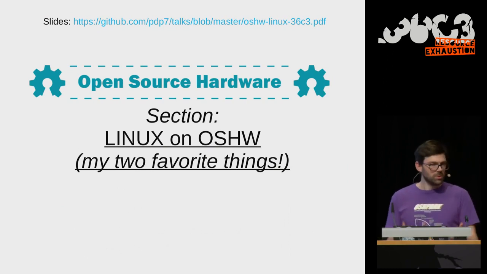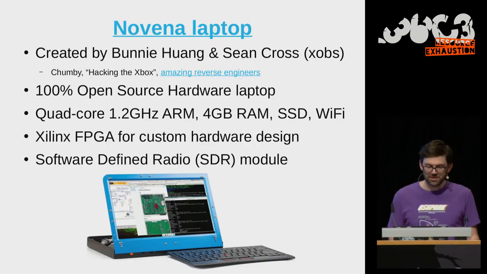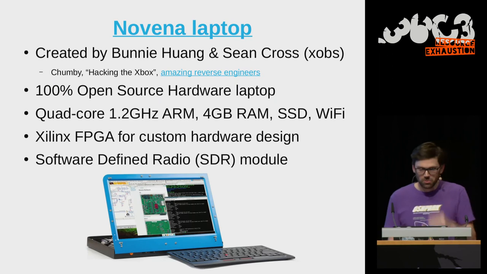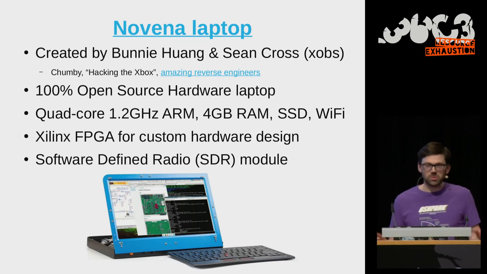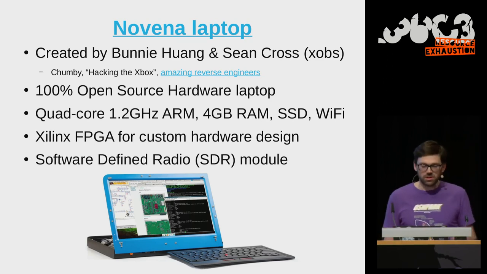The main theme of this talk was about Linux on open source hardware, which is my two favorite things. One of my favorite projects was developed by Bunny, who gave an awesome talk on the first day here at Congress, and Sean Cross, who's giving a workshop right now on the FOMU. This was a completely open source laptop where everything, including all the electronics, was open source. At the time when this came out, 4 or 5 years ago, it was a pretty decent system. I have one, and I used it for many years. It was a really cool idea to have a laptop I can use every day that's open hardware, and it had cool features like an FPGA and a software-defined radio.